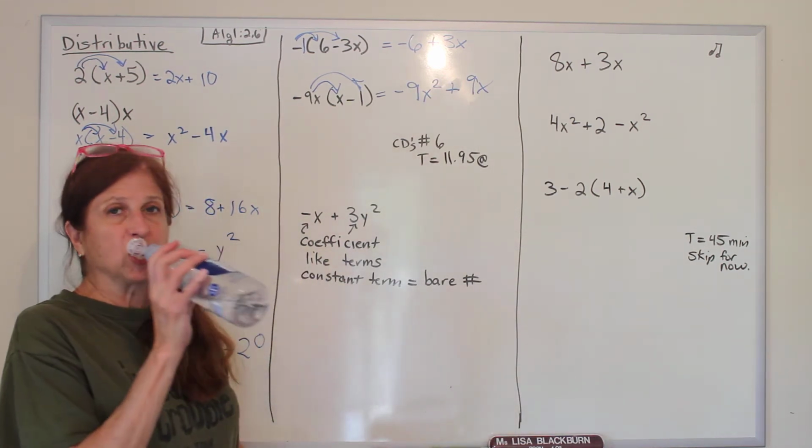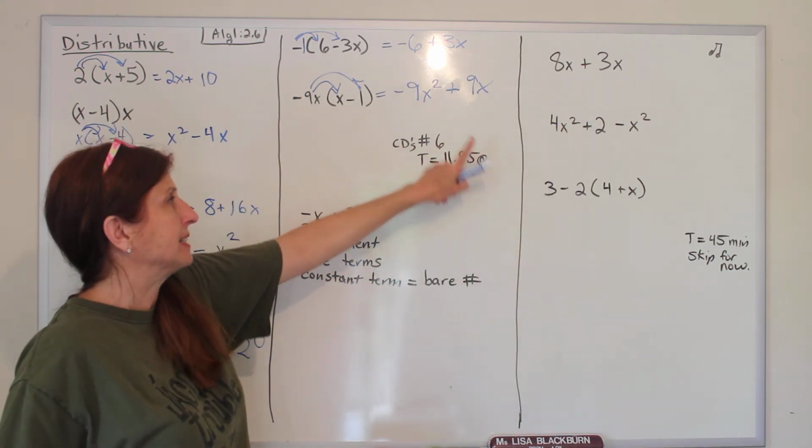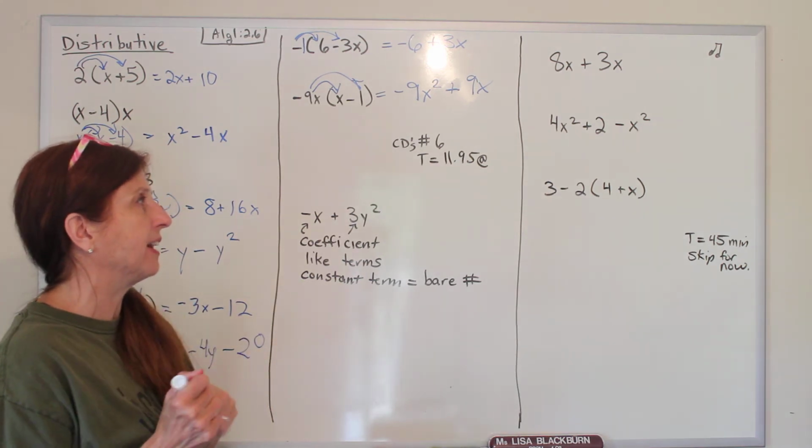Okay? The next thing in your book is a word problem. So you want to buy 6 CDs. They cost $11.95 each.